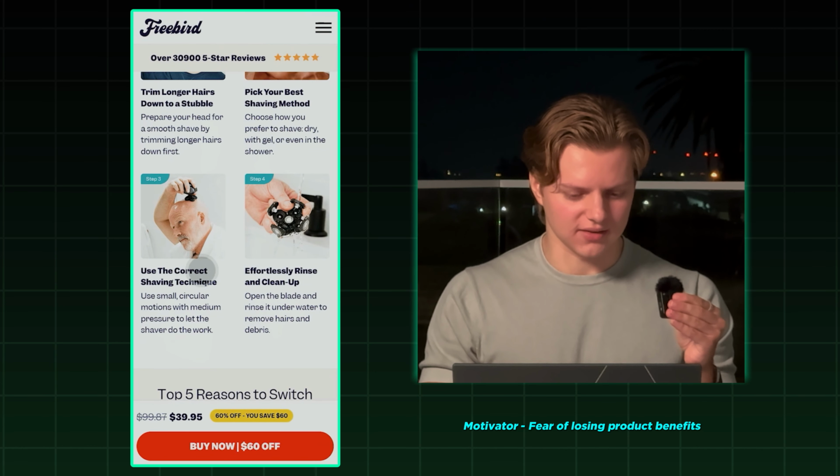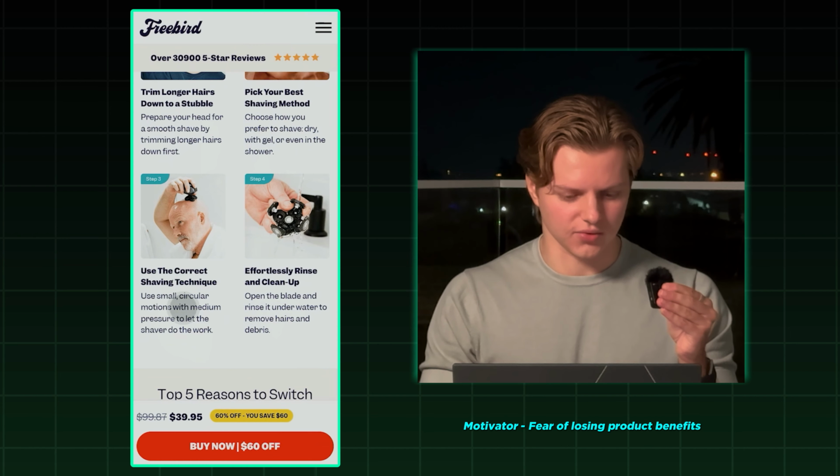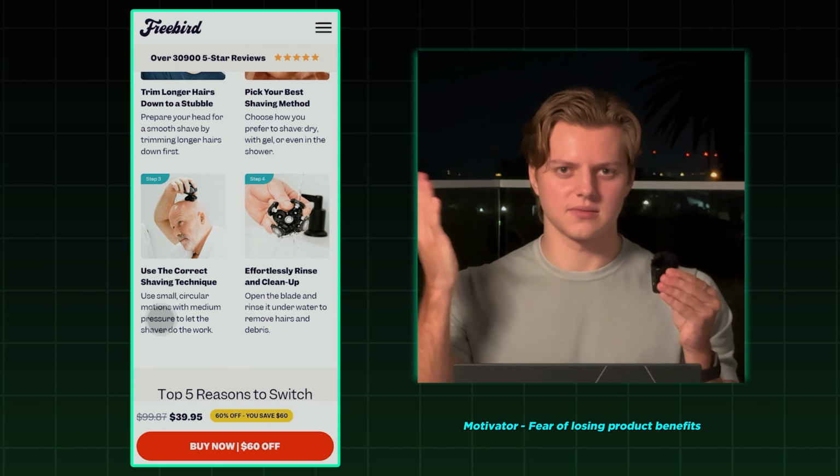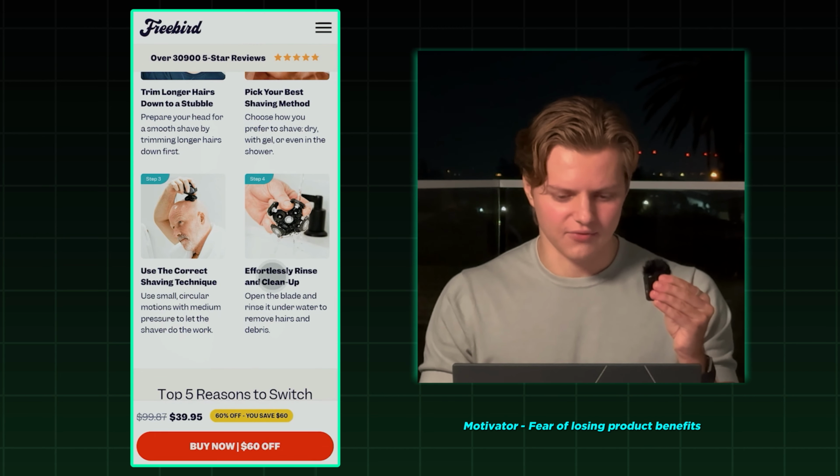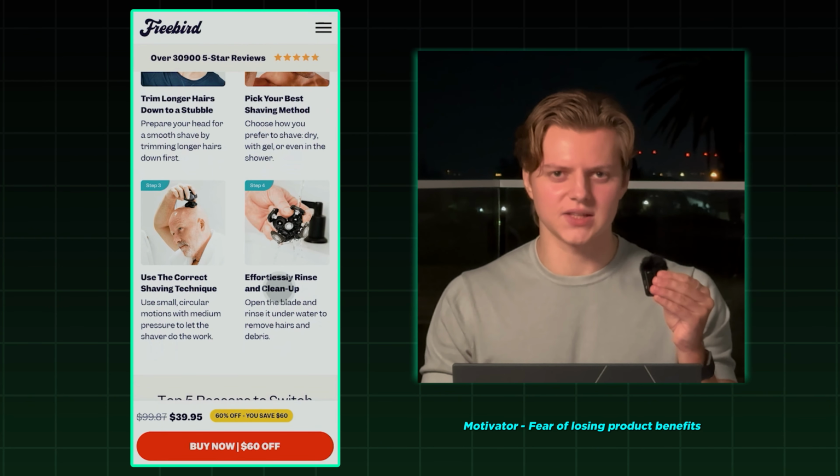You're basically just creating a story of how I am using this product in my everyday life to make it better. Next one, use the correct shaving technique. Use small circular motions to let the shaver do the work. Easy, sounds very convenient. Effortlessly rinse and clean up. Open the blade and rinse it under water to remove hair and debris. So basically just a short story explaining me all the luxuries and options I'm getting, all the choices I get, and also just how incredibly simple and easy it's gonna make my life.